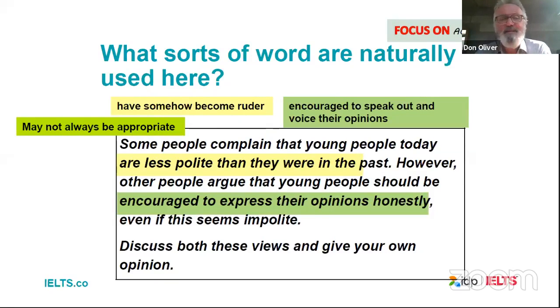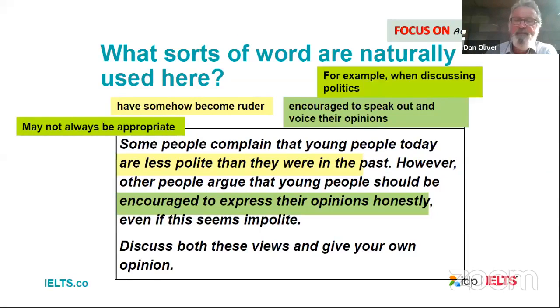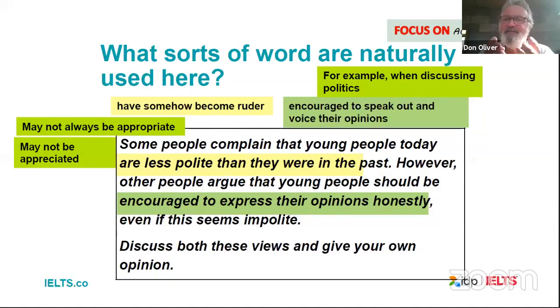If it seems impolite, may not always be appropriate, for example, is a synonym for that. And you're giving examples. Remember, you have to support your opinion, for example, when discussing politics. All of these things are telling the examiner that you are able to use English words flexibly. And if you look at your assessment criteria, you'll see that word flexibly occurring at band 7 and 8 and 9. Flexibility means you have a range of words that you can use at the right time.